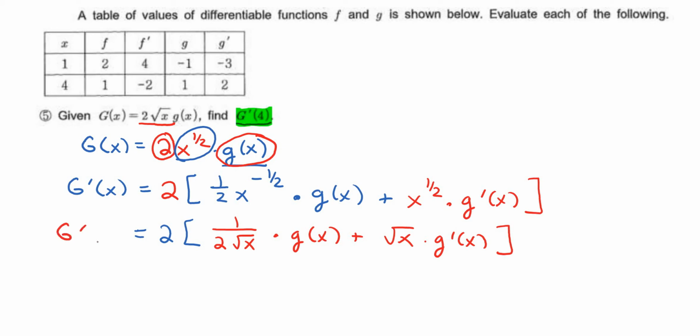Okay, so I need to find g prime of 4 next, right? So g prime of 4. That means anytime you see an x value, all of these x's will be changed to a value of 4.